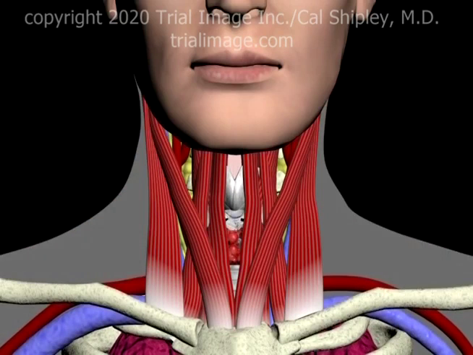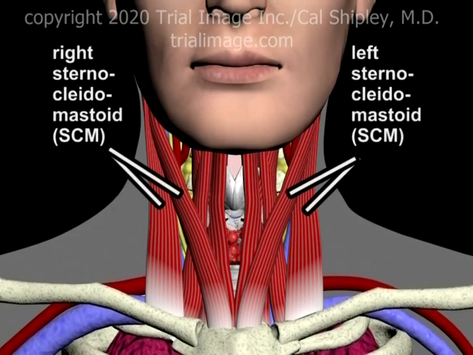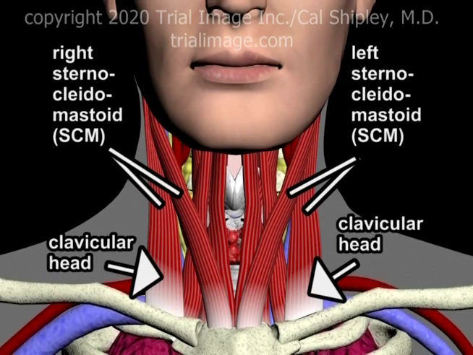The musculature of the neck and throat is highlighted by the sternocleidomastoid muscles, both of which have two heads which attach to the sternum and clavicle on either side.